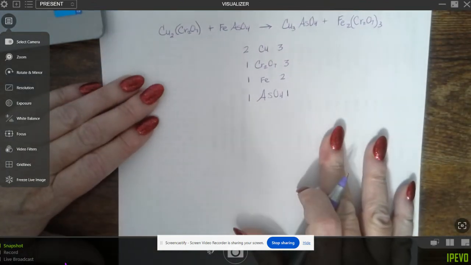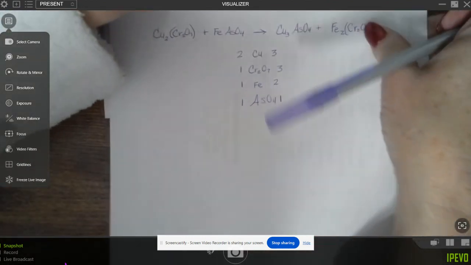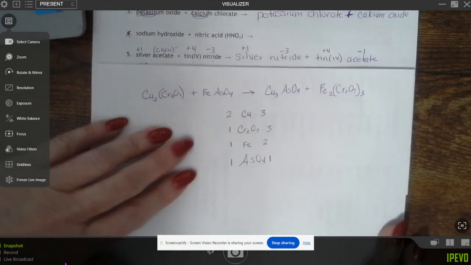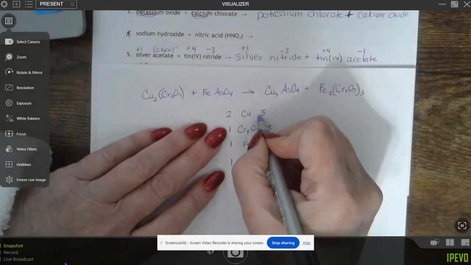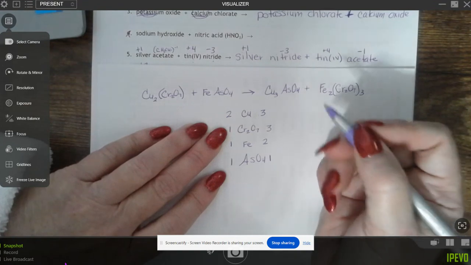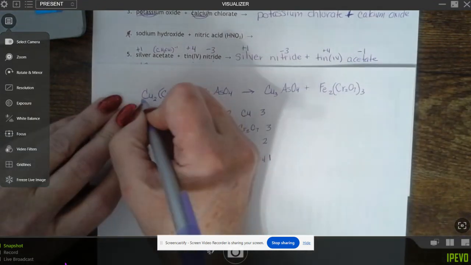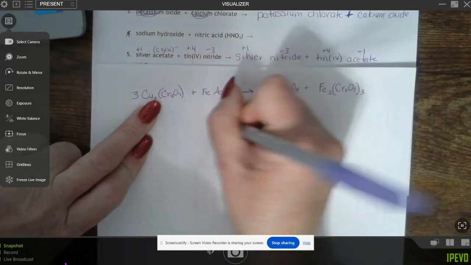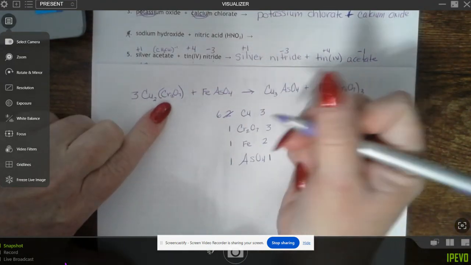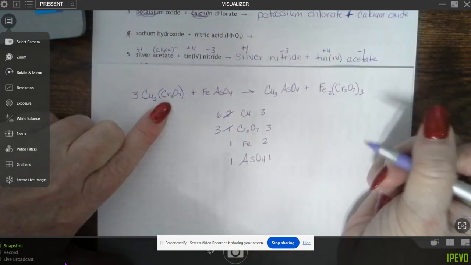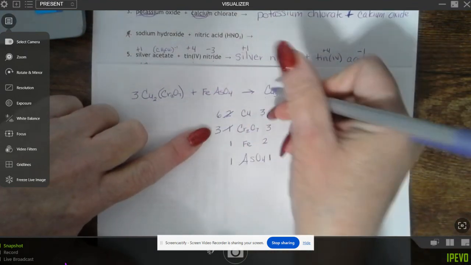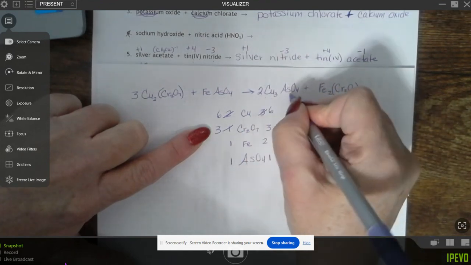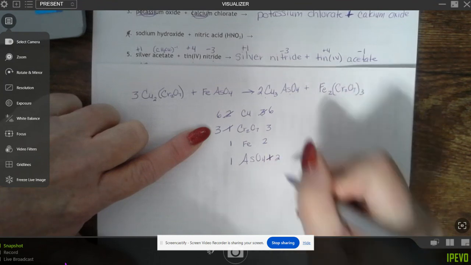Okay, so let's see. What should we do? Well, we might as well just attack that copper right off the bat. So if we see 2 and 3, that means we have the least common multiple, right, of 6. So if I want 6 copper over here, I have to do 3 times that 2 gives me 6 copper, and it gives me 3 dichromate. Now, over here, we still need to get 6 copper, so we're going to put a 2 here. So 2 times 3 gives me 6 copper and 2 arsenate.